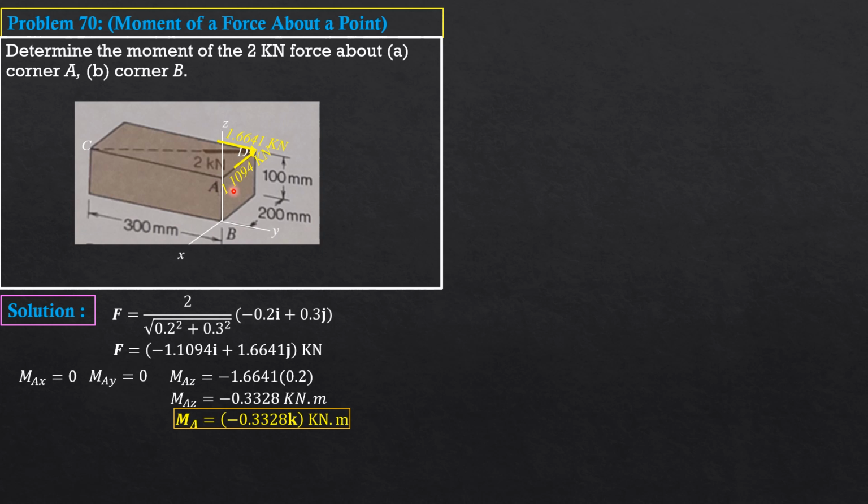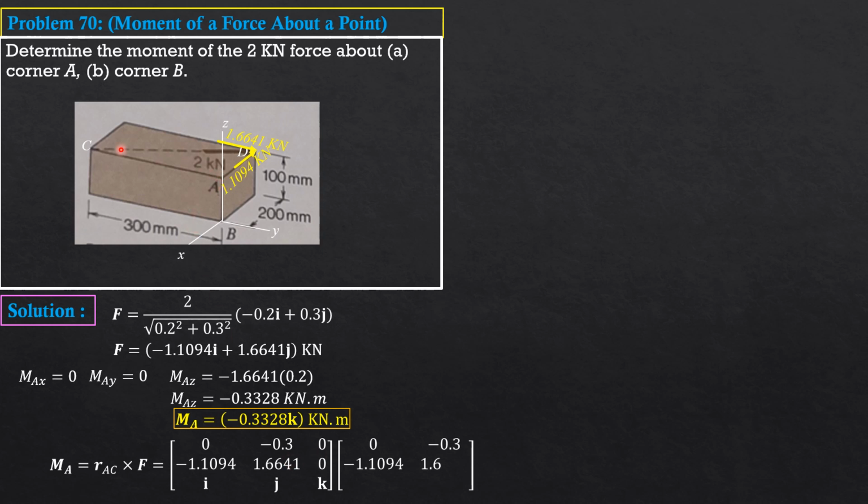By the cross product approach, the moment about A is R AC cross the force. It may also be R AD cross the force. So I'll select R AC cross F. AC is negative 0.3 along Y only: 0 along X, negative 0.3 meter along Y, then 0 along Z. That's the position vector AC.